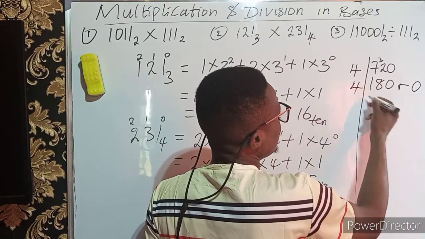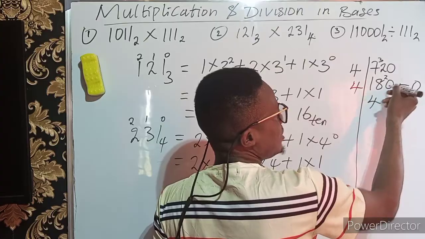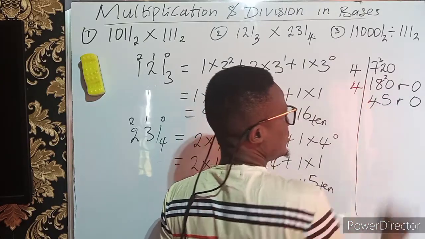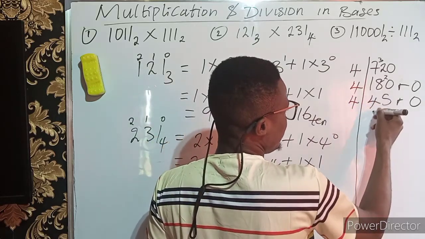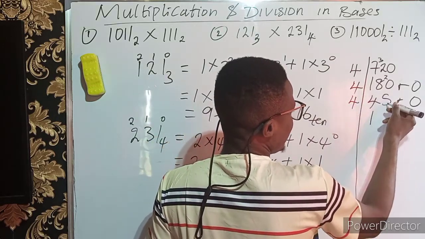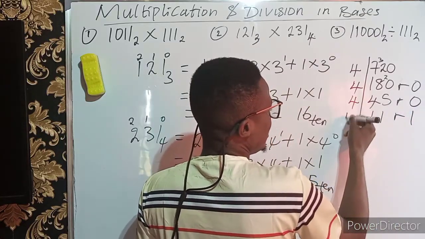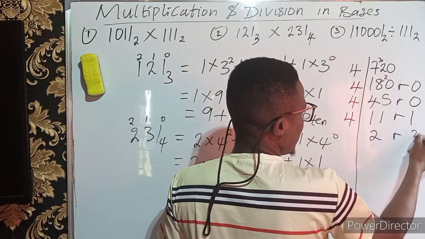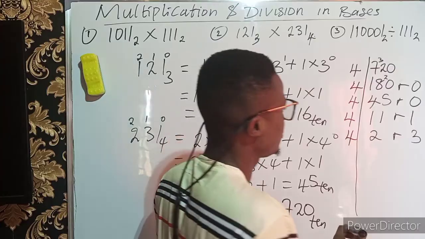Use 4 again. 4 divided into 18 is 4, remainder 2. I'll attach it here, it becomes 20. 4 divided into 20 is 5, remainder 0. I'll use 4 again. 4 divided into 4 is 1. 4 divided into 5 is 1, remainder 1. I'll use 4 again. 4 divided into 11 is 2, remainder 3. You continue using 4 because you are putting it in base 4.